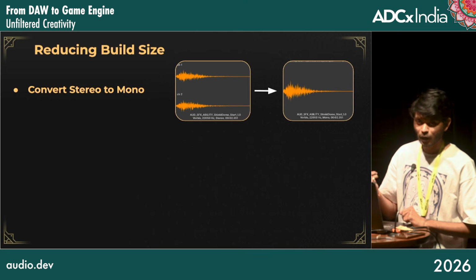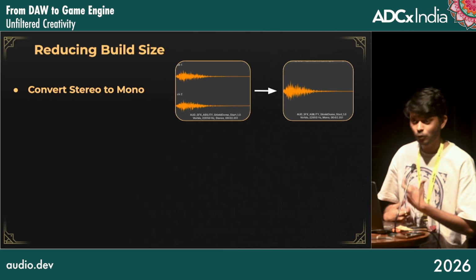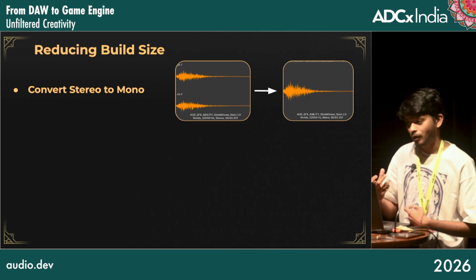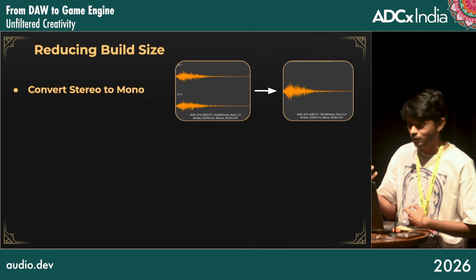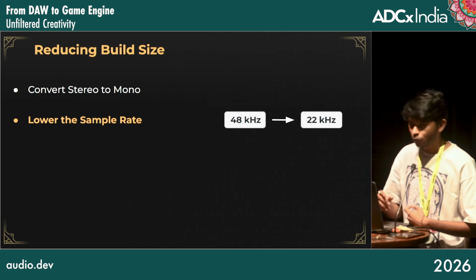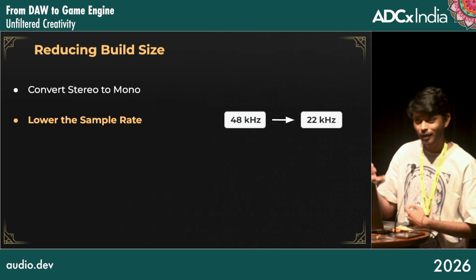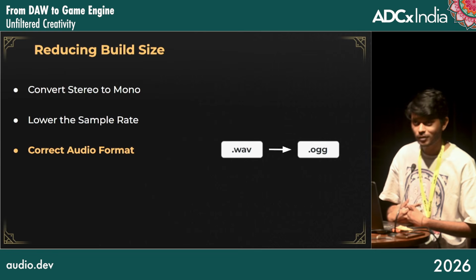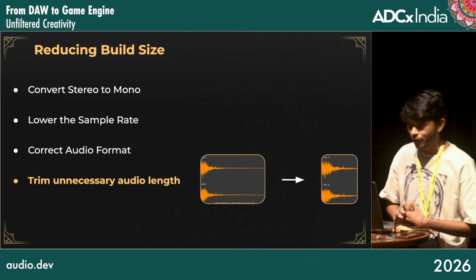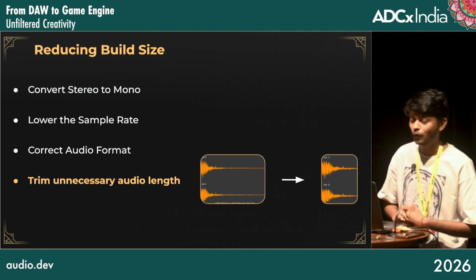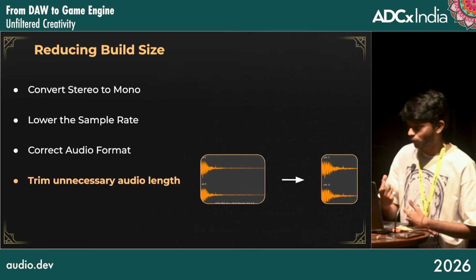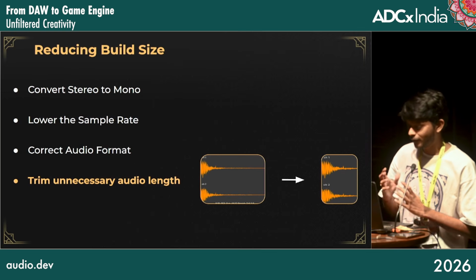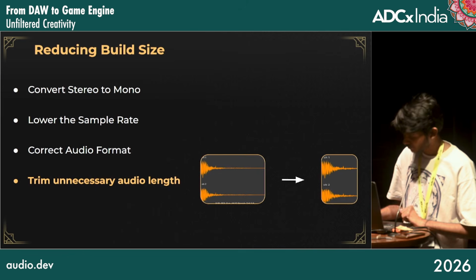Simple. Convert stereo to mono. You can take any UI sounds or any tertiary sound which is not important for gameplay, and just convert it to mono. For similar audios, you can lower the sample rate and use the correct audio format like .ogg, .flac. They are very light in size. And trim unnecessary audio length, like avoid long fade outs in a game. Don't keep any unnecessary information in the audio clip, and keep that clip tight and cut to cut.